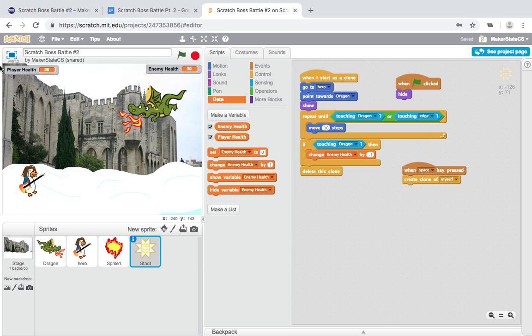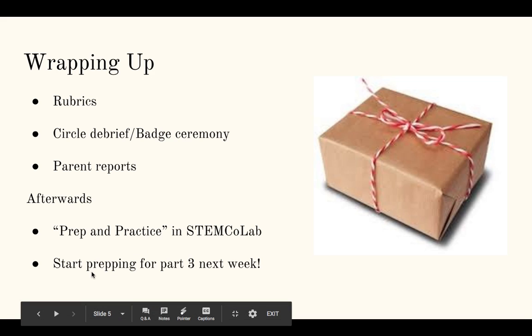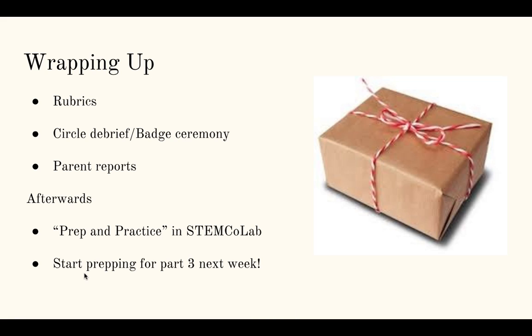Okay, so after the improve phase, you can wrap up the class, make sure your students go through the rubrics and assess themselves, and then during a circle debrief, you can hand out the badges and make sure you hand out the parent reports. And then afterwards, you can prep and practice and share your experiences in the STEM collab and start prepping for Boss Battle Part 3, which you'll presumably deliver next week.